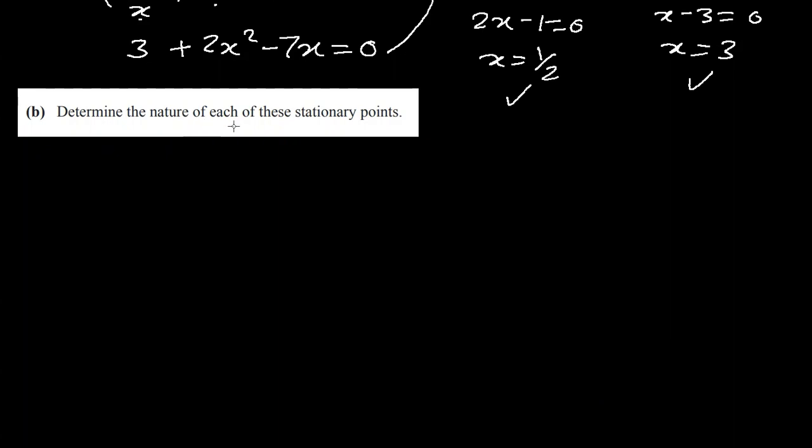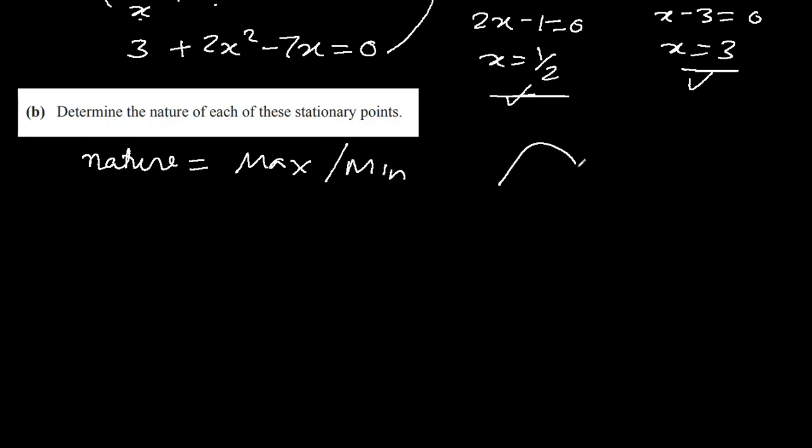Determine the nature of each of these stationary points. Okay, so we have x coordinates. These two, we'll have to find the nature. And what do they mean by nature? Nature is either maximum or minimum. That means this stationary point is a maximum, this stationary point is minimum, and that's what we have to look here. And to find the nature, there are many ways, and I'm trying a new way, which I've not used in my videos. So let me use that one now.